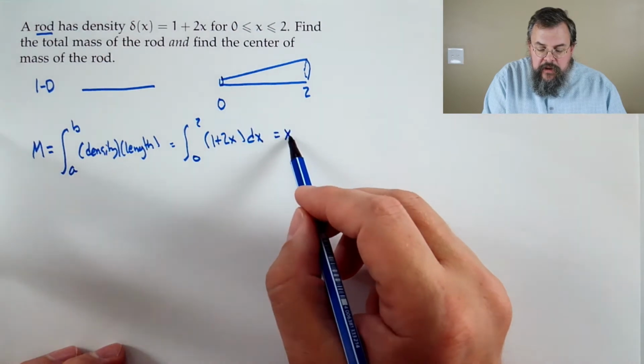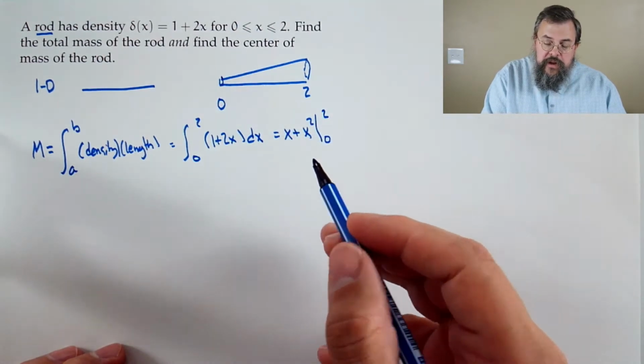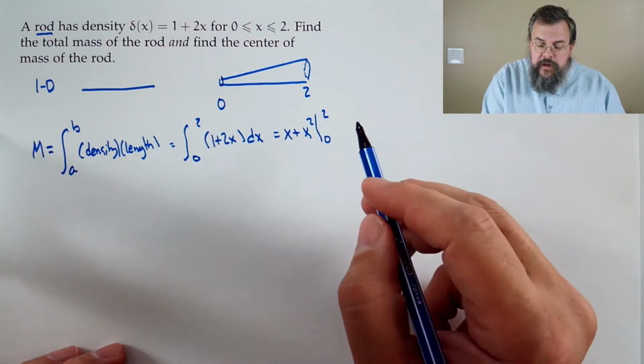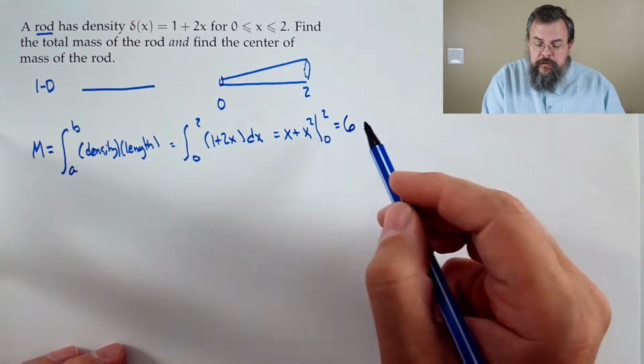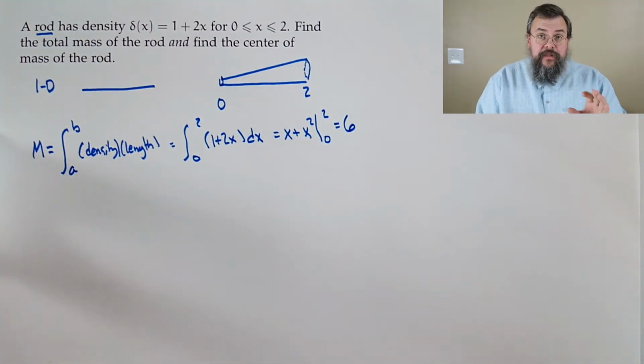That's x plus x squared, from 0 to 2. Plug in 0, you get 0. Plug in 2, you get 2 plus 4, which is 6. All right, so we're done with the mass.